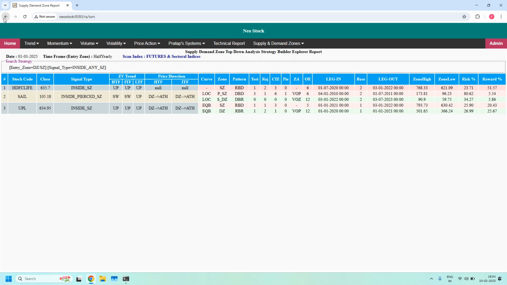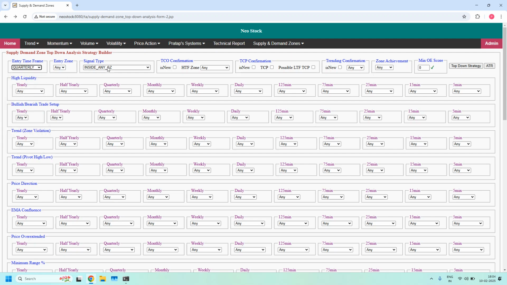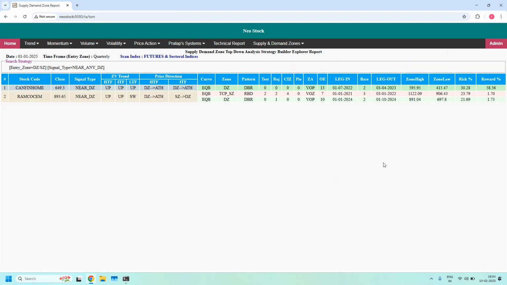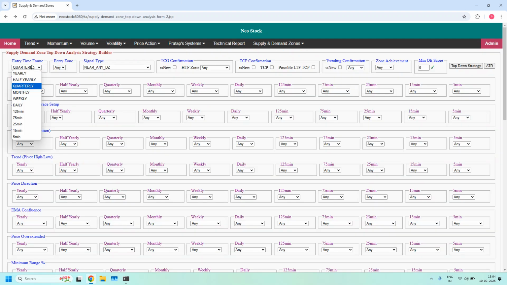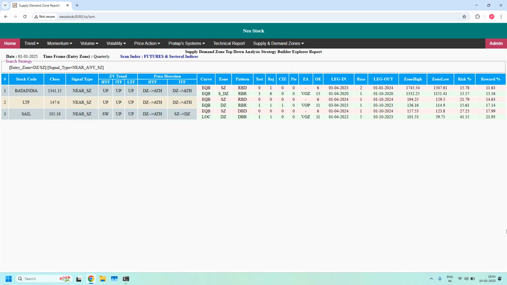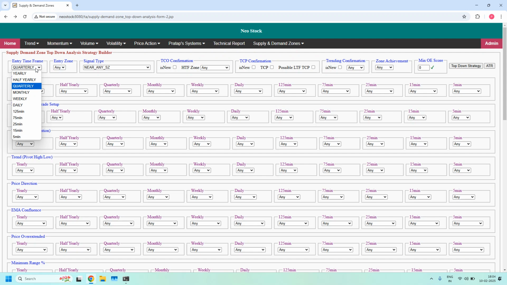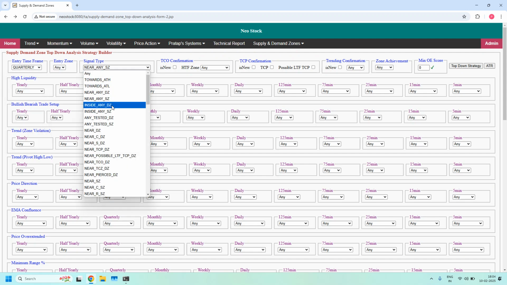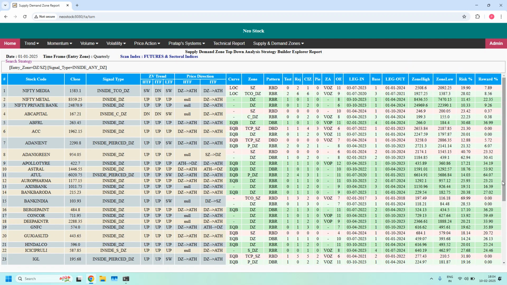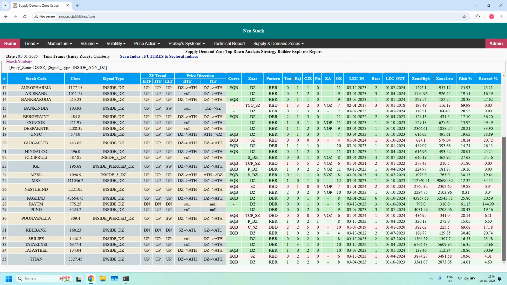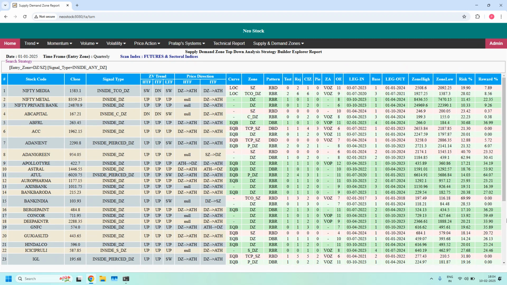Next time frame is quarterly. Stocks near quarterly demand zone. We got 2 stocks. Next, quarterly time frame. Stocks near quarterly supply zone. We got 3 stocks. Next, quarterly time frame. Price closed inside the quarterly demand zone. We got 35 stocks. First 23 stocks in the list.